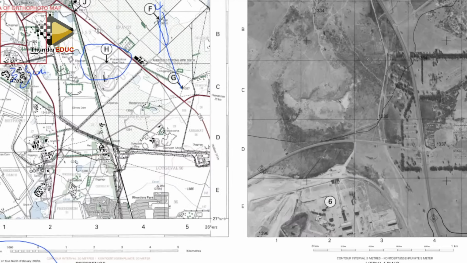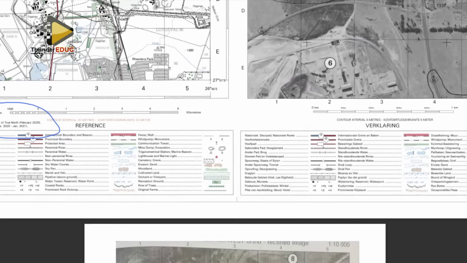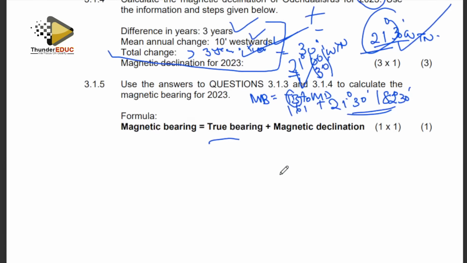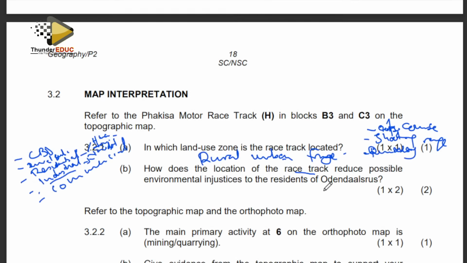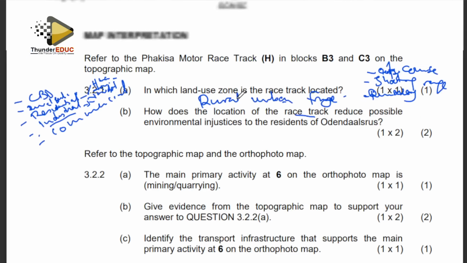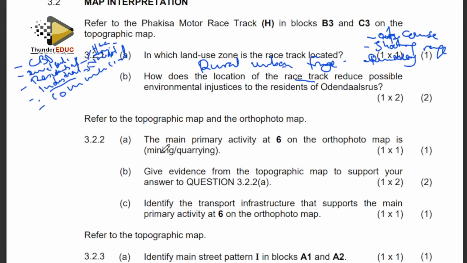So I would conclude my answer to say that the main activity taking place there could be the mining, not necessarily the quarrying. I don't know if you know the difference between the two. Mining is basically the extraction of minerals from nature. Quarrying is the breaking of stones for some other use. So the main activity there could be mining.